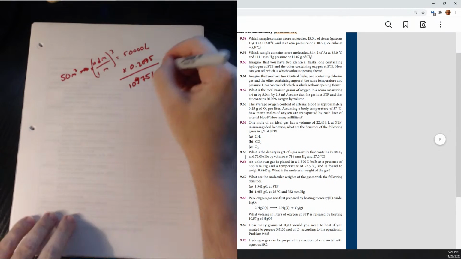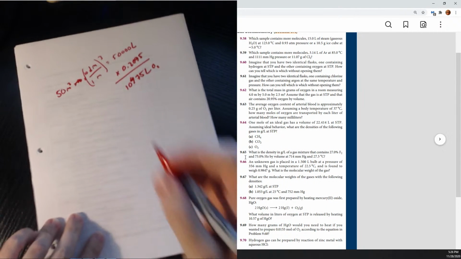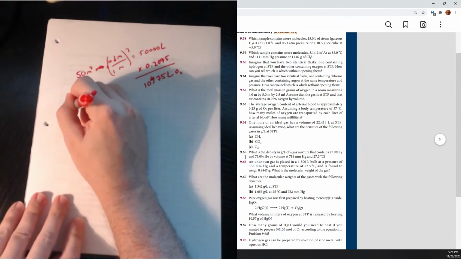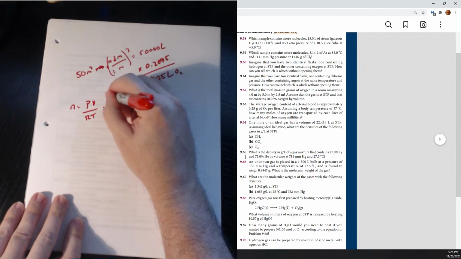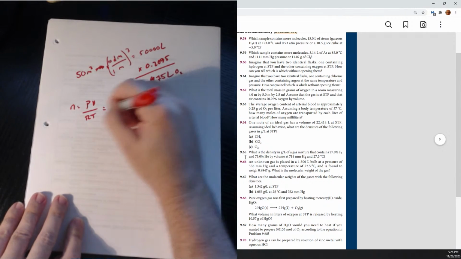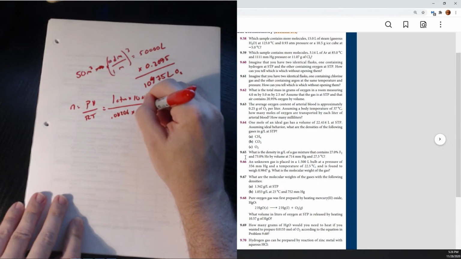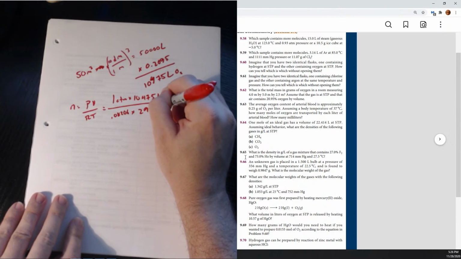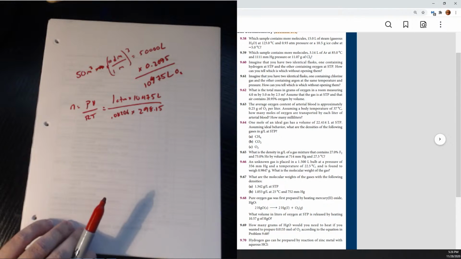Okay, so now we can plug that into PV equals nRT. They're asking for mass eventually. But n equals PV over RT. That's standard temperature and pressure, so 1 atmosphere times 10,475 liters divided by 0.08206 times 298.15. 20 degrees or 25 degrees? How do they define STP?